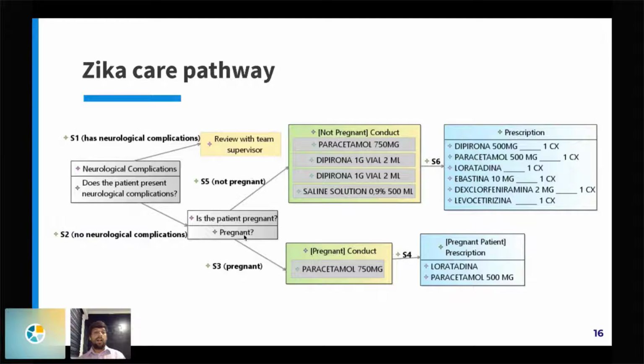And then you have to ask if the patient is pregnant. So if the patient is pregnant, she cannot take some medication that if she was not, she could take. And then you have the actual prescription at the end that you give. So this is a very simple care pathway, just for you to have an idea how it looks like.